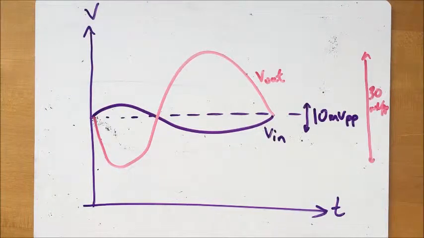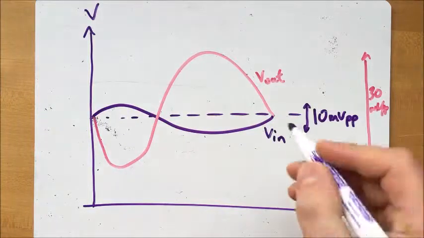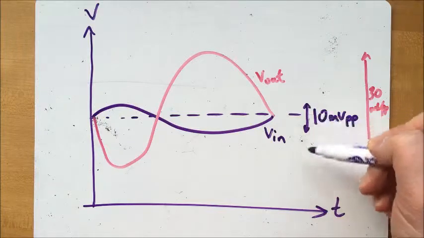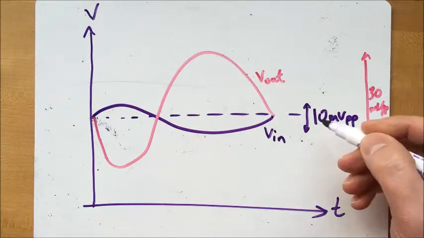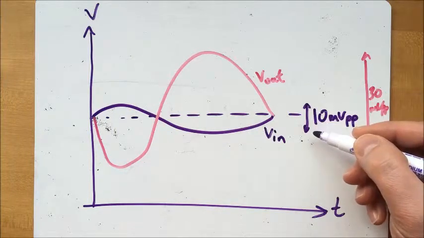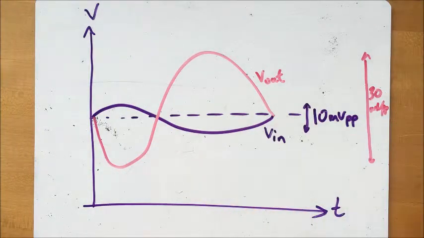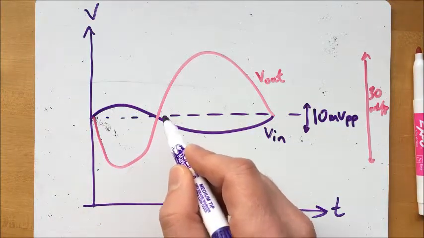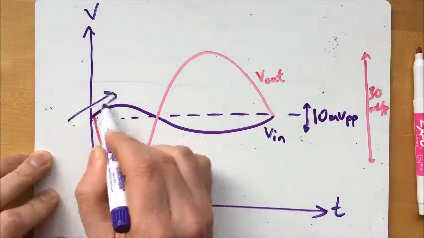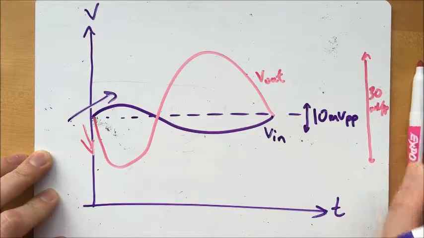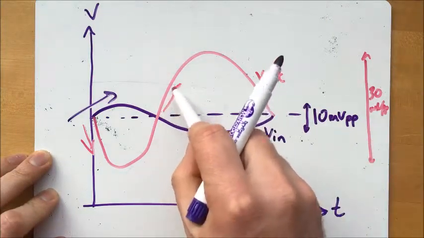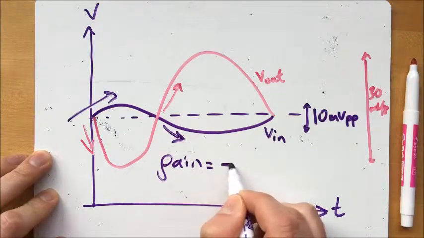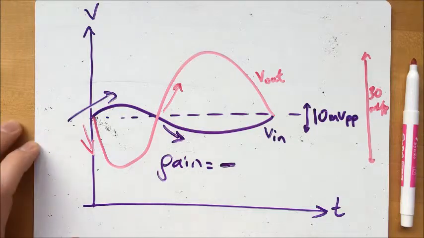Okay, let's assume we have a gain stage here, and you have an input with a DC value, and the peak-to-peak value is 10 millivolts. That means it goes up 5 millivolts and goes down 5 millivolts. And the pink one is your output. When your input goes up, your output goes down. That means when this goes up, your output goes down, or vice versa, when your output goes up and your input goes down, that makes the gain negative. That's all there is to it.